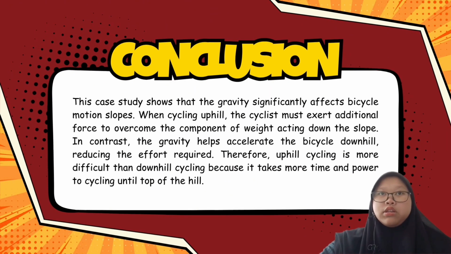For conclusion, this case study shows that gravity significantly affects bicycle motion on a slope. When cycling uphill, the cyclist must exert additional force to overcome the component of weight acting down the slope. In contrast, gravity helps to accelerate the bicycle downhill, reducing the effort required. Therefore, uphill cycling is more difficult than downhill cycling because it takes more time and power to cycle to the top of the hill.